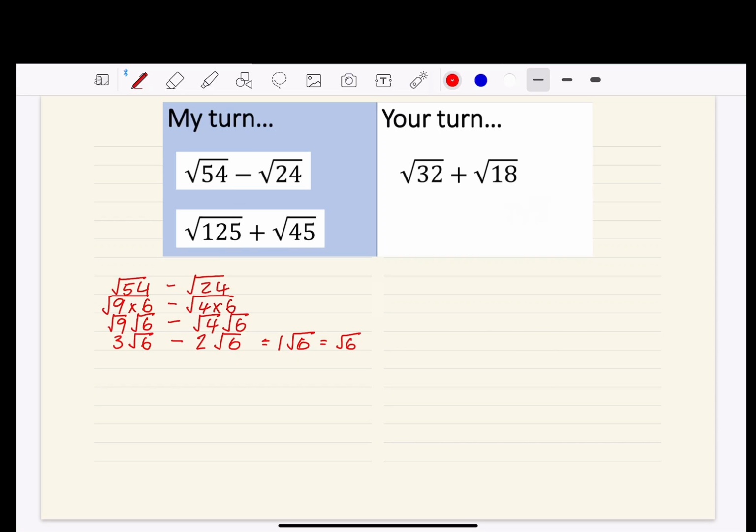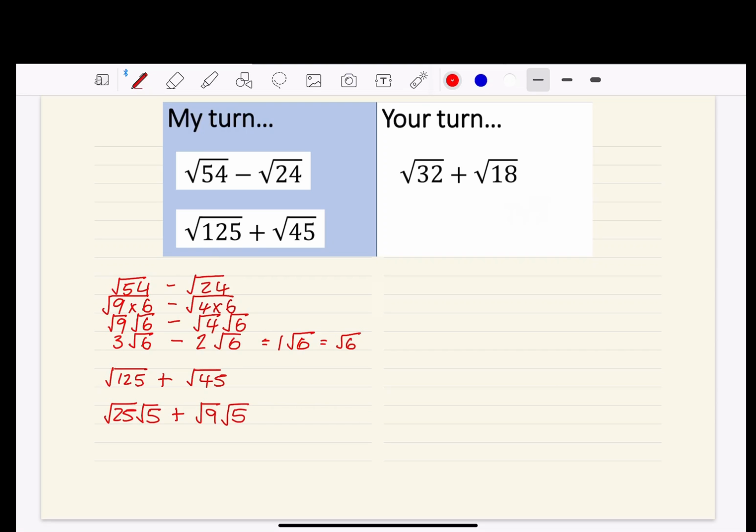For the next one, we follow a very similar pattern. The only difference is we're using addition rather than subtraction. So I have the square root of 125, add the square root of 45. Here, they're both in the 5 times table, so I consider what I need. This is 25 times 5, and this is 9 times 5.